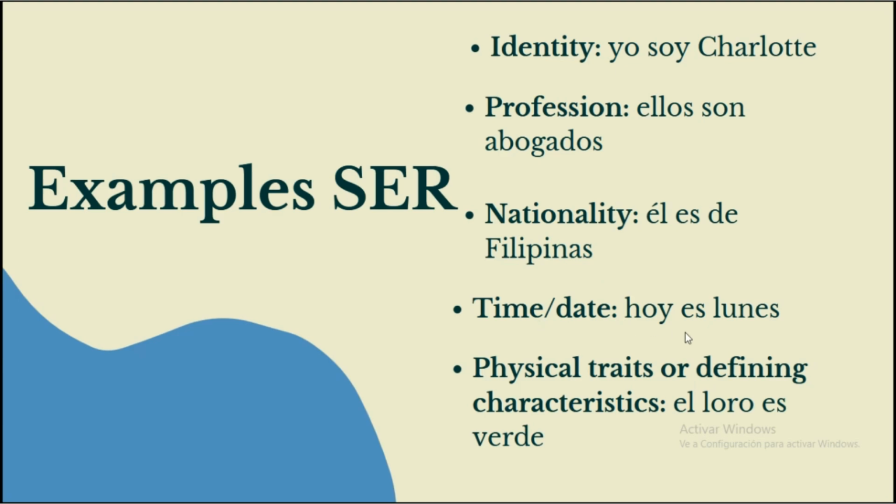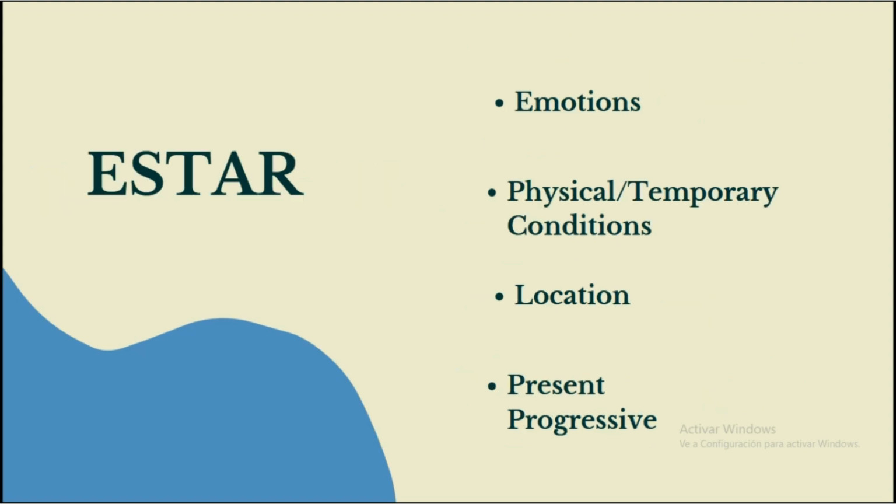Hoy es lunes. Today is Monday. Physical traits or defining characteristics. El loro es verde. The parrot is green. These examples help us better understand how and when to use the verb ser. Now let's look at the verb estar.